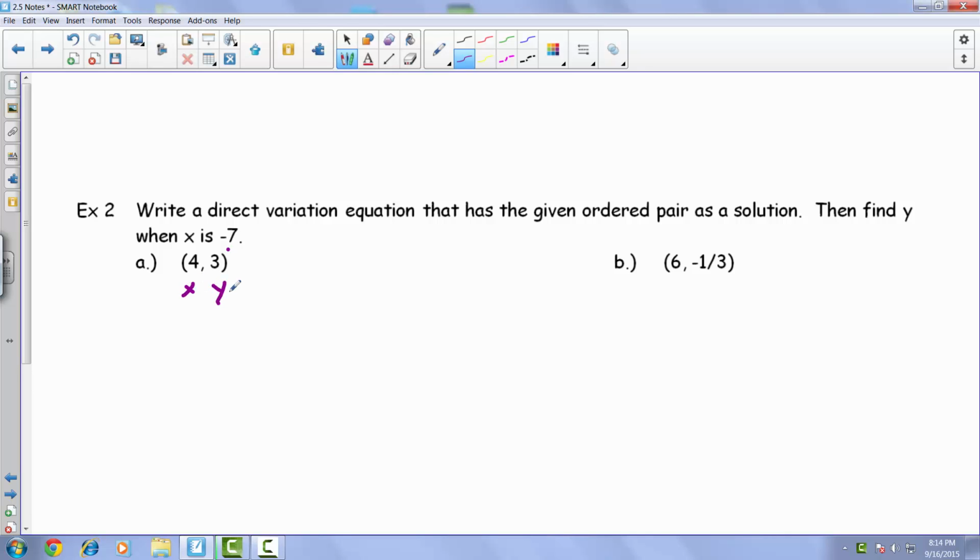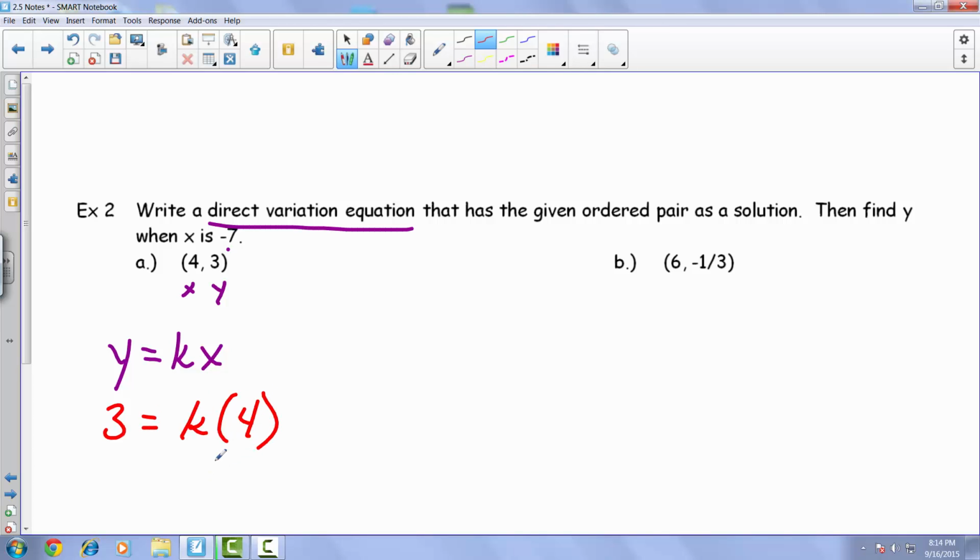and some y value. Well, again, we're asked to write a direct variation equation. Well, we know then that y is going to be equal to some k times x. Now we can go ahead and throw in our x and y to determine what is that constant of variation k. So we end up then with 3 is equal to some k times our x value is 4. And then it looks like when we divide both sides by 4, k just comes out to be 3/4.